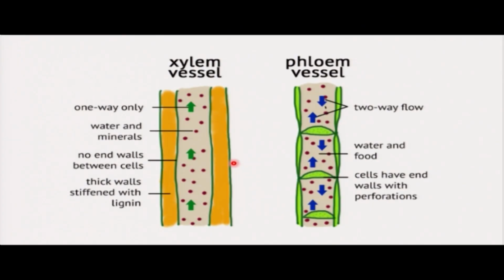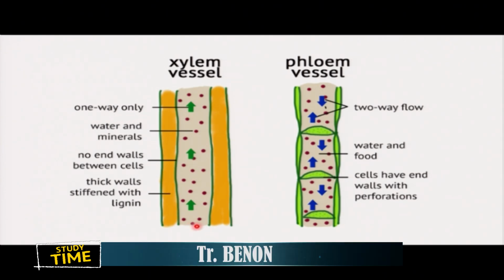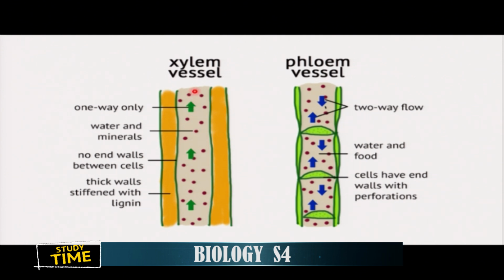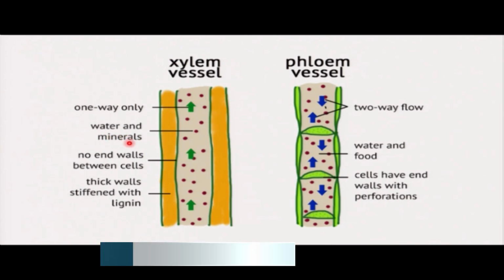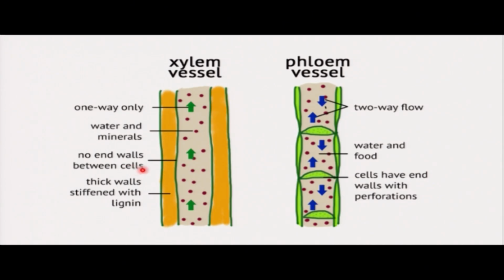Then this is a diagram showing xylem vessel. This is another diagram showing phloem vessel. For the xylem vessel, it is one way only. That means water and mineral salts are transported from roots to upper parts of the plant in one direction. That's why we say one way only. Then we have water and mineral salts being transported. These are the substances. Then no end walls between cells. Like you see in between, there are no end walls.